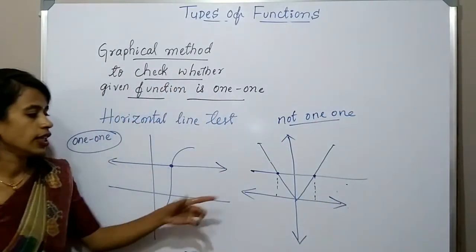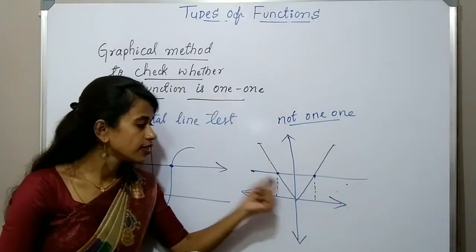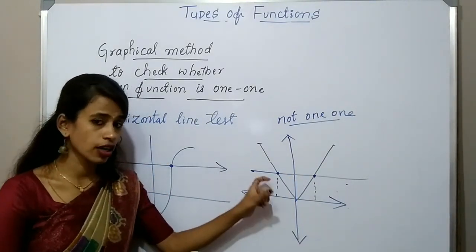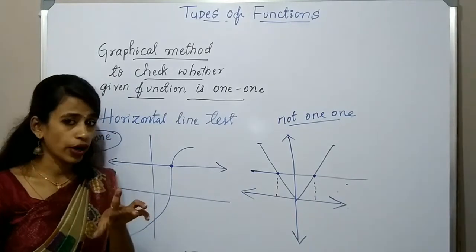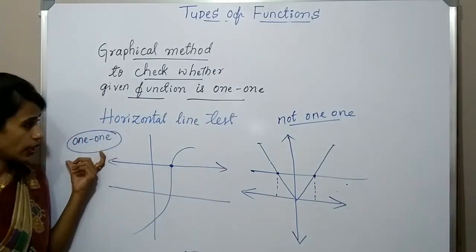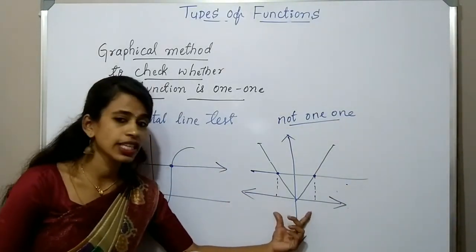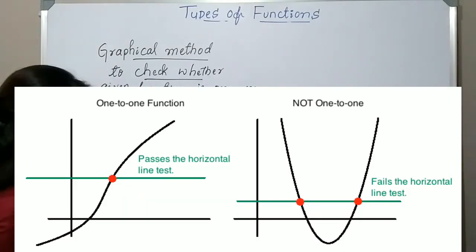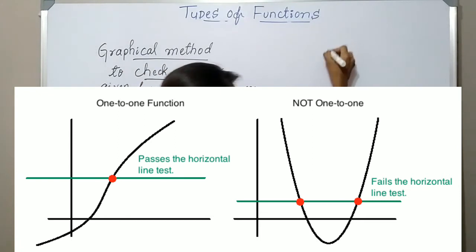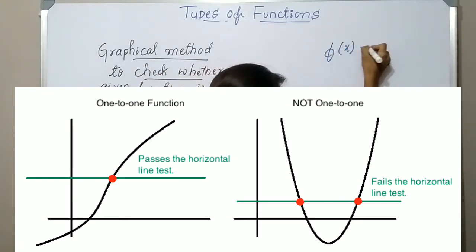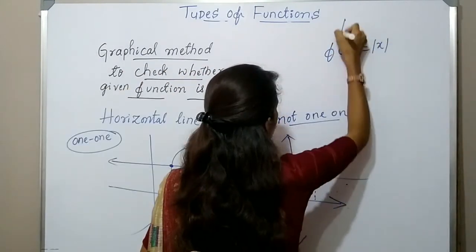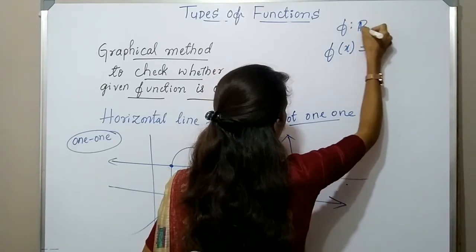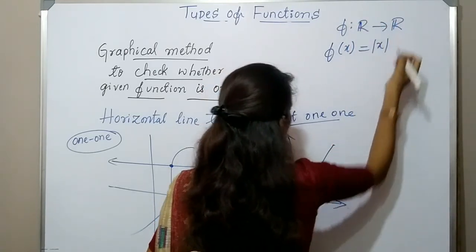To be 1-1, that horizontal line must touch the function or curve at a single point. Then we say that is 1-1. Here, this function is not 1-1. So why is it not 1-1? If I take the modulus function f of x equals mod x, f is a mapping from the set of all real numbers to the set of all real numbers.